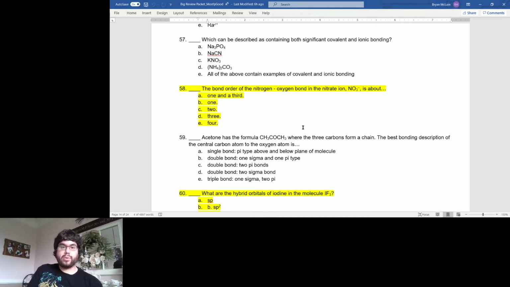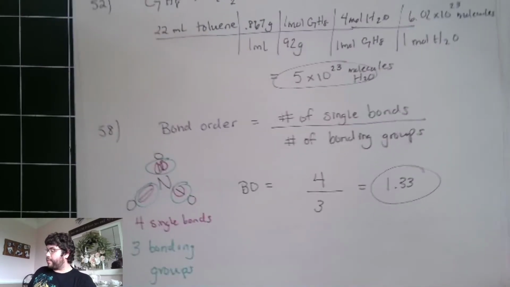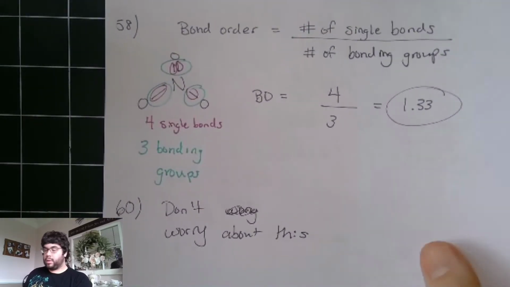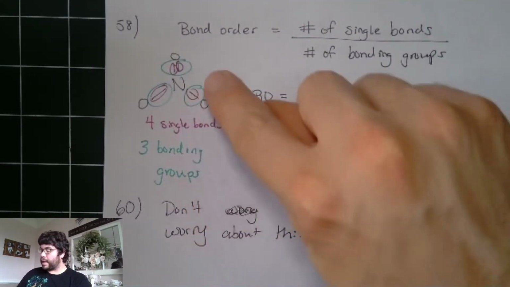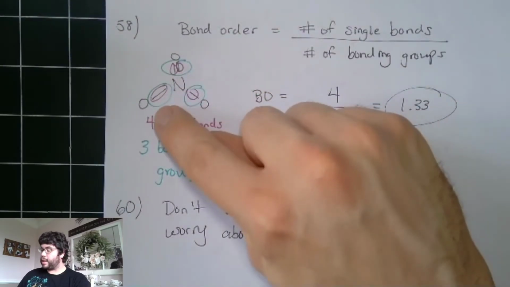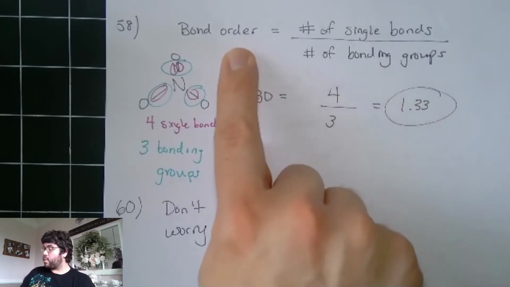It says this: the bond order of the nitrogen-oxygen bond in the nitrate ion NO3- is about, and you gotta draw the picture first of all. So draw nitrate first. So the nitrate has a double bond from the nitrogen to one of the oxygens, and then single bonds to the other oxygen atoms. Now, bond order is this.